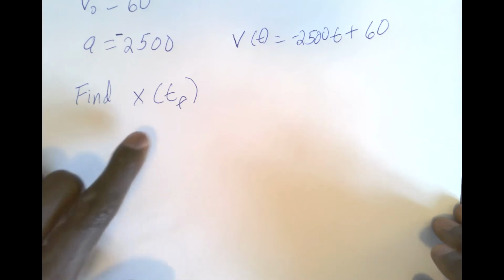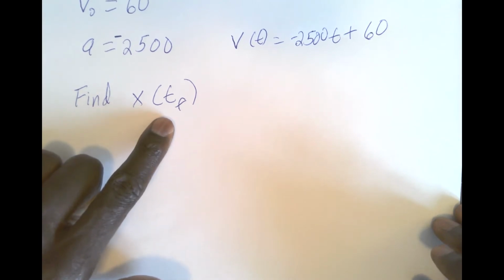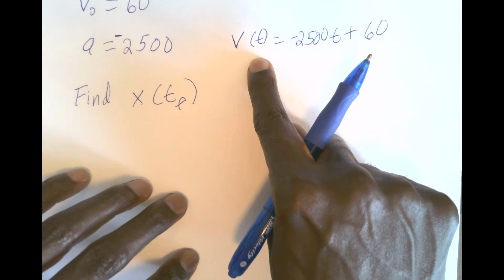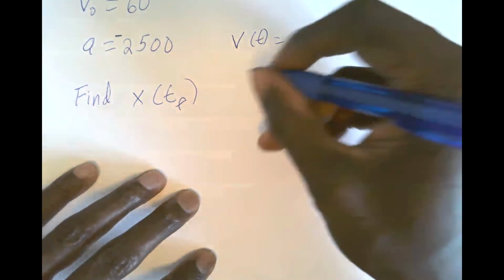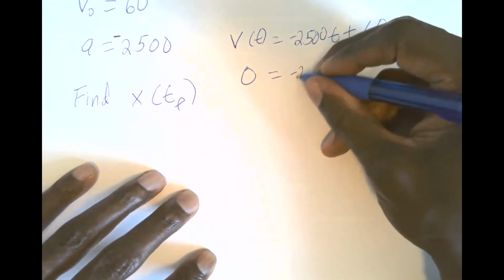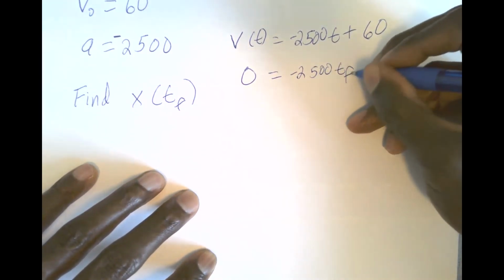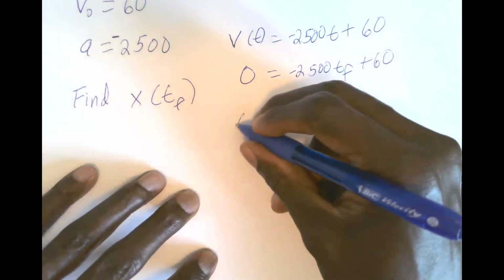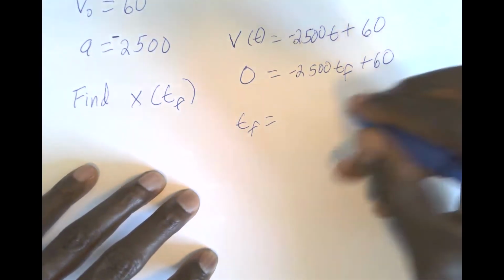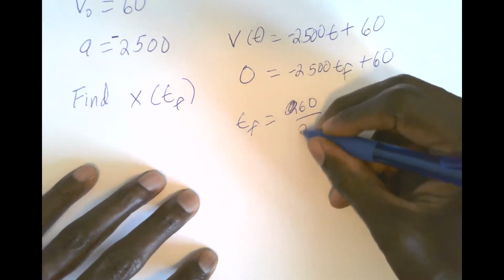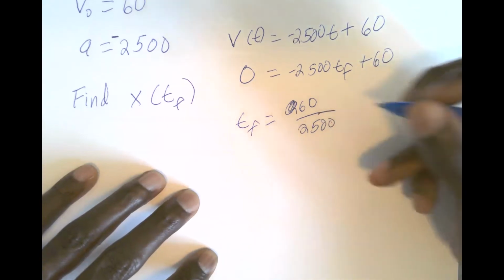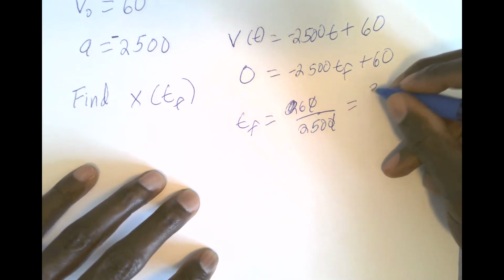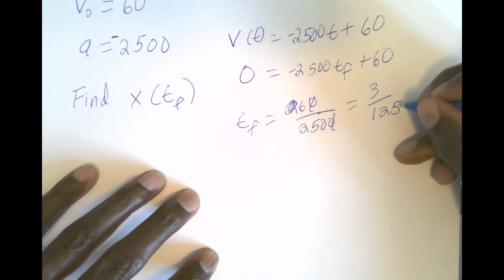Now, I would like to find the value of t sub f. Now again, when the object stops, the velocity is 0. So if I plug t sub f into this velocity function, this is going to equal 0. So 0 equals negative 2,500 times t sub f plus 60. And so I can solve right for t sub f here. So t sub f is going to be 60 over 2,500. Let me get rid of a 0, and let me divide by 2. So this is 3 over 125. So I know t sub f.